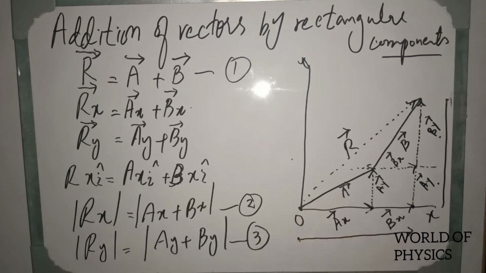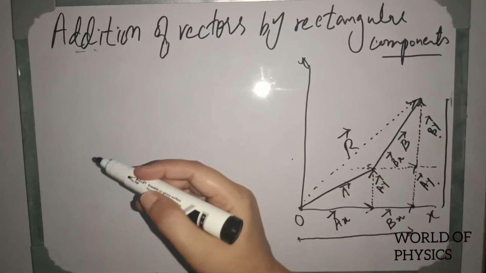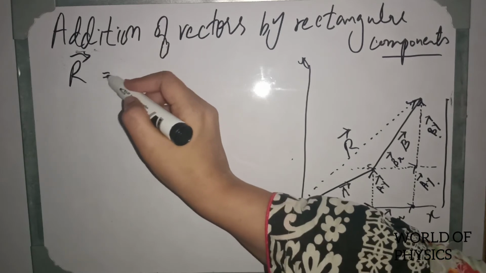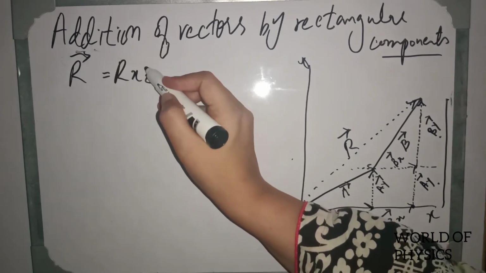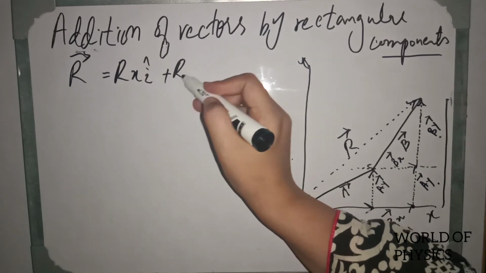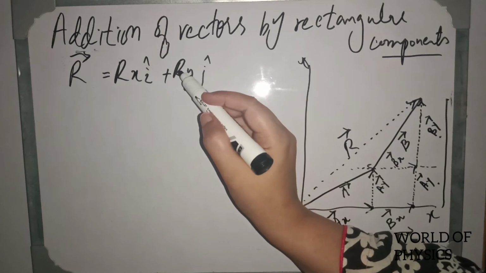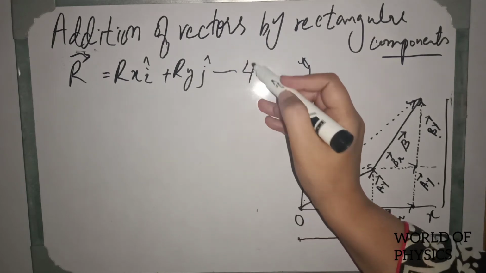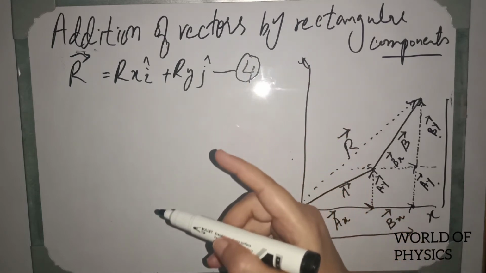And also by rectangular components, vector r is equal to rxi plus ryj. That is, the vector r is equal to rxi plus ryj. This is equation number 4. We have got 4 equations up till now, equation number 1, 2, 3 and 4.